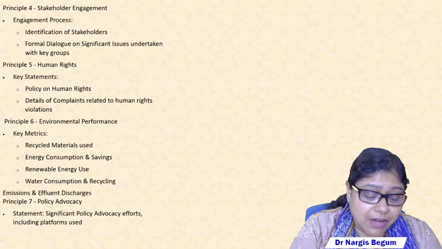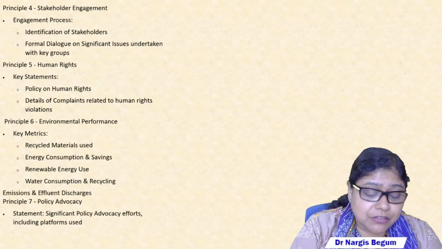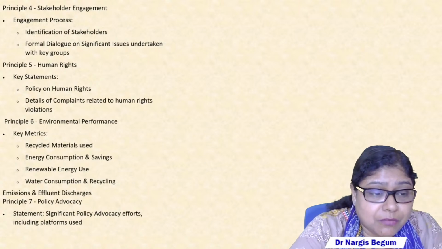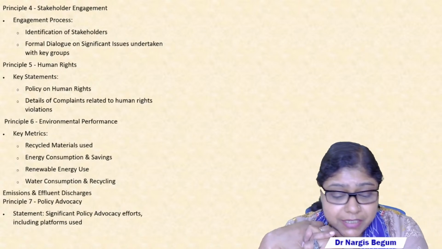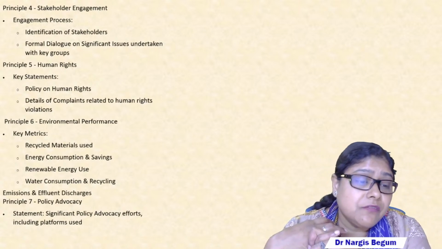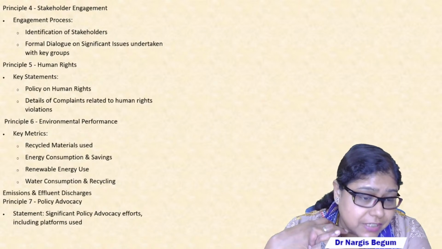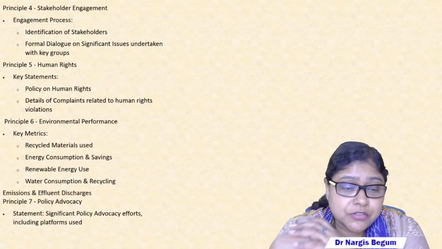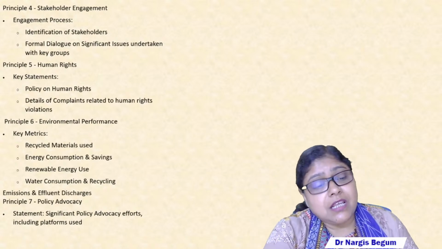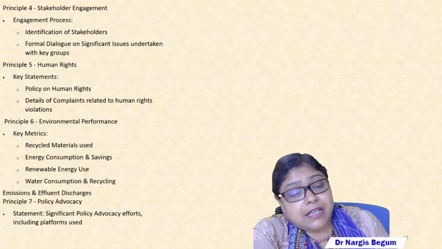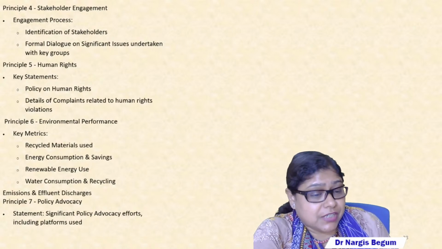Principle 6 is the environmental performance. When we talk about the environmental performance, we talk about recycled materials. We talk about energy consumption and savings. We talk about renewable energy use. We talk about water consumption and recycling. Next is emissions and effluent discharges.